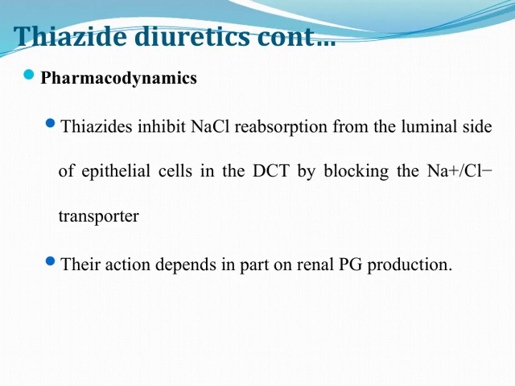An important point to remember is that their action partly depends on the production of renal prostaglandins, or PGs. These prostaglandins help modulate the effect of the diuretics, influencing how effective they are in promoting sodium and water excretion. Understanding this mechanism is key because it explains how thiazides reduce blood volume and blood pressure, which is central to their role in managing hypertension and edema. So, their effect isn't just about blocking transporters. It's also intertwined with the body's prostaglandin pathways, highlighting the complexity of their pharmacodynamics.